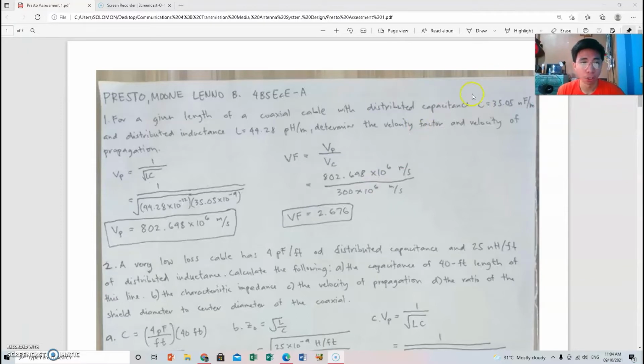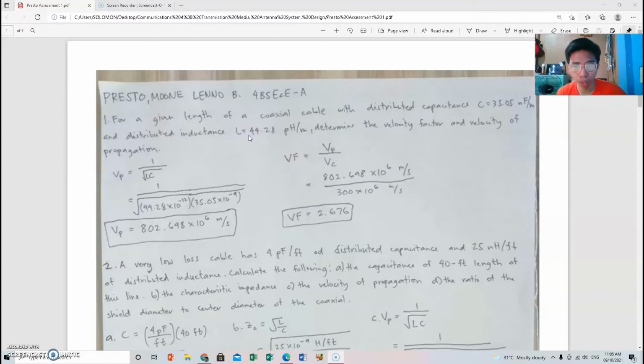Everyone. Today we will be answering some transmission line problems, and we will try to understand how these solutions came up. Okay, so we begin with number one. For a given length of a coaxial cable with distributed capacitance, C is equal to 35.05 nanofarads per meter, and distributed inductance L is equal to 44.28 picohenries per meter, determine the velocity factor and velocity of propagation.